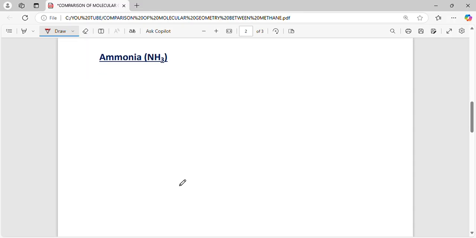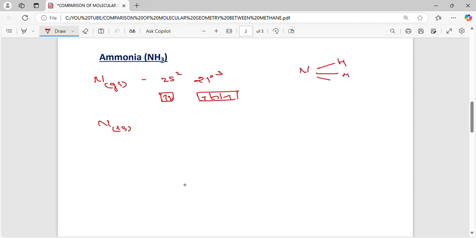Again we have to start with the electronic configuration of nitrogen. Nitrogen's atomic orbital configuration in the ground state is 2s2, 2p3. The electronic configuration orbital diagram is this, 2s2, 2p3. Now the excited state configuration always depends upon the number of atoms attached to the central atom. Here in ammonia, there are 3 hydrogen atoms, 1, 2, 3.